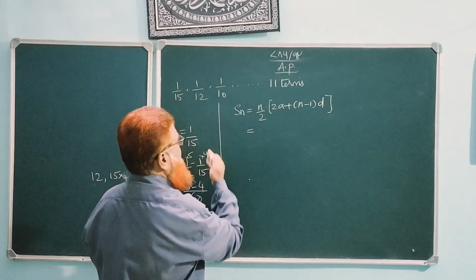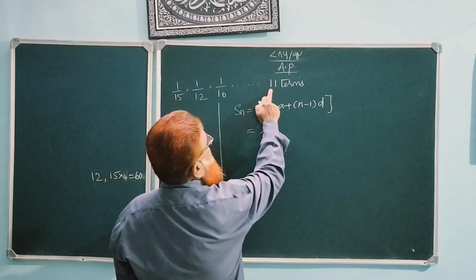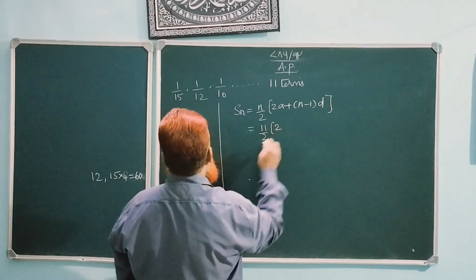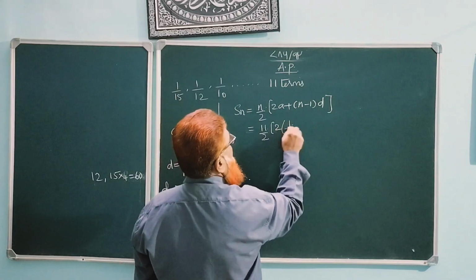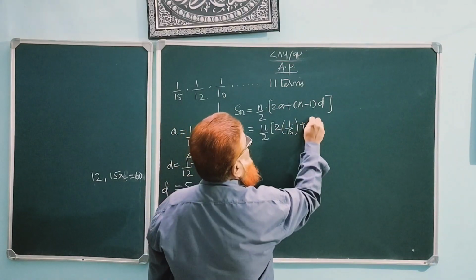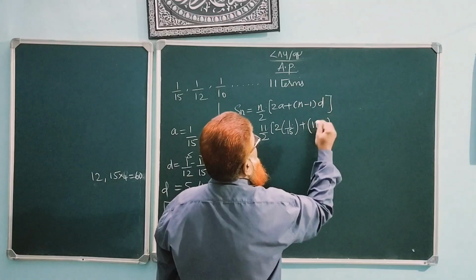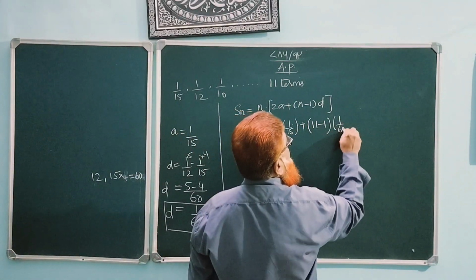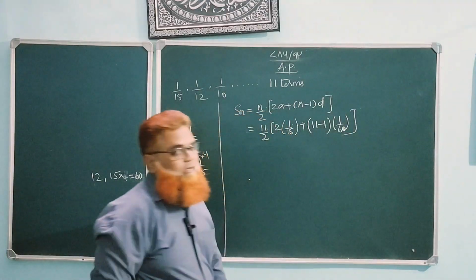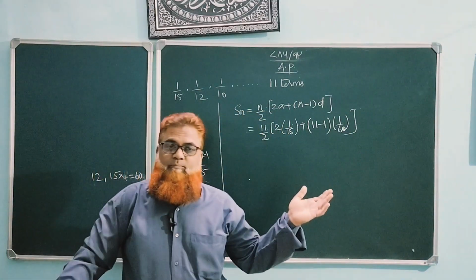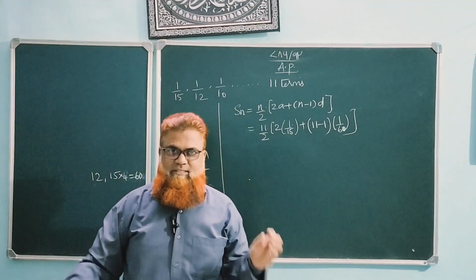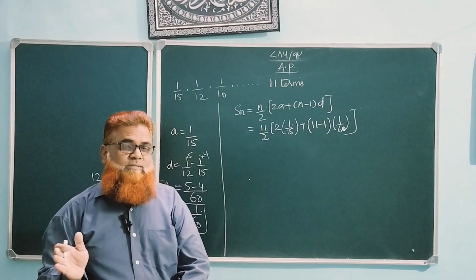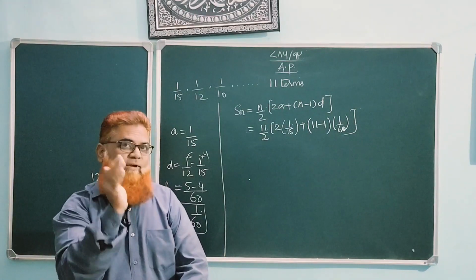Now substitute what is given completely. How many terms? There are 11 terms. 11 divided by 2, 2 into the first term, 1 by 15, plus 11 minus 1, and the difference is 1 divided by 60. Alright. You are intelligent enough in substituting. After substitution, what is your next work? You need to proceed to simplify that.